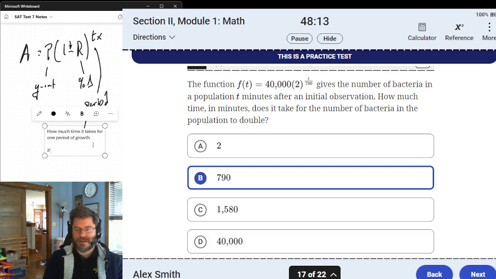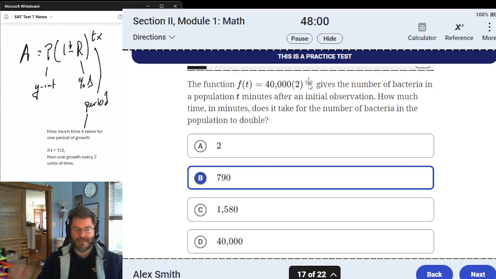If t equals 1/2, for example, then it's one growth every 2 units of time. So if in our expression here it was t over 2, then it would grow once every 2 minutes. If it was 2/3 t, then it would grow twice every 3 minutes. In my study guide for my students, it is t equals occurrences divided by time.